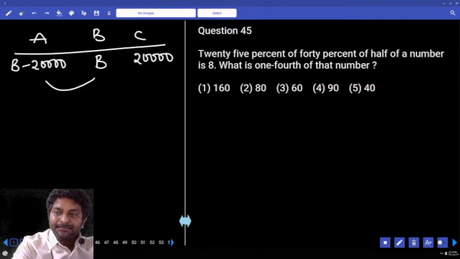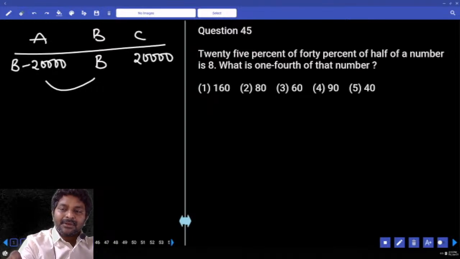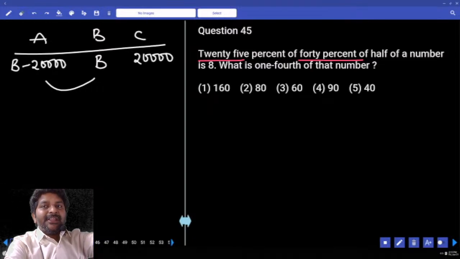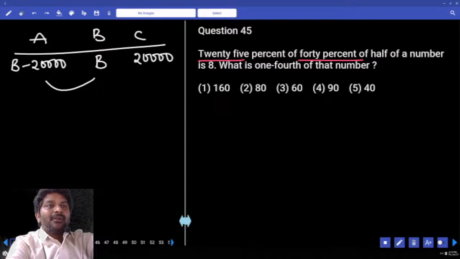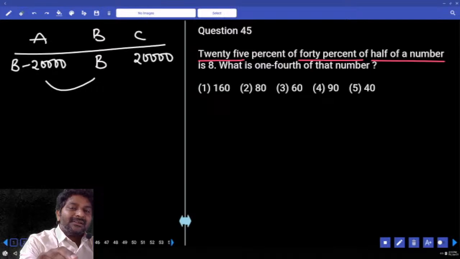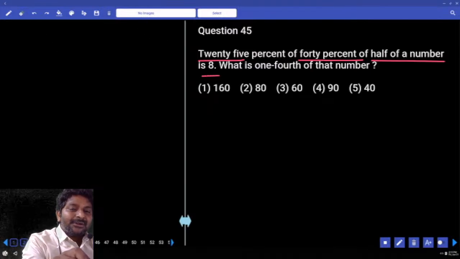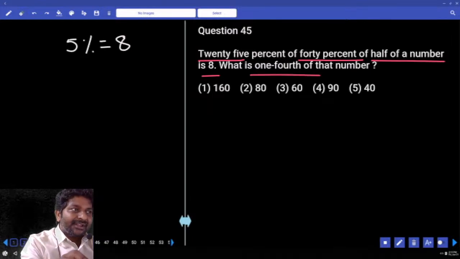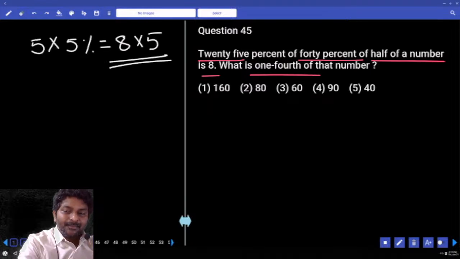25% of 40% of half of a number is 8. What is 1/4 of that number? 25% of 40%. First, let's calculate this much. Out of 40%, what is 20%? Come on. Come on. 10%. Half of that number? 5% is equal to? If 5% of a number is 8, 1/4 of that number, 1/4 in this is 25, right? You have to multiply it with 5 only. Answer 40.